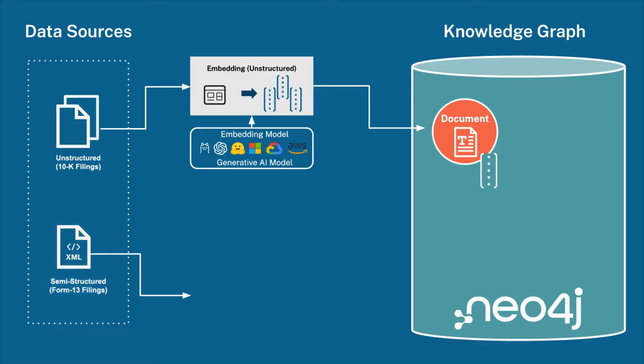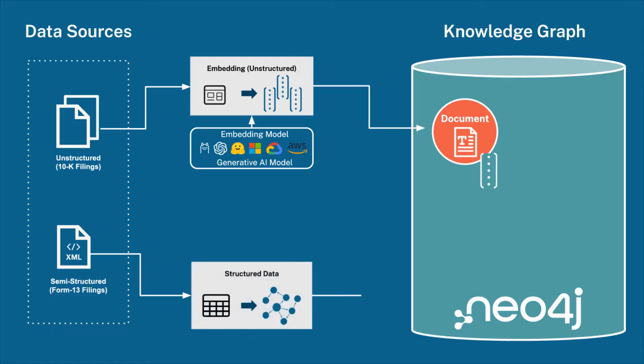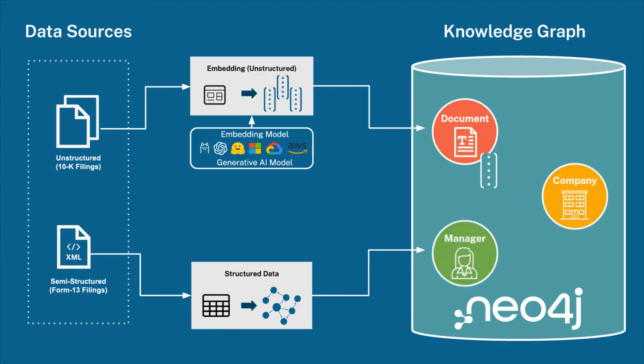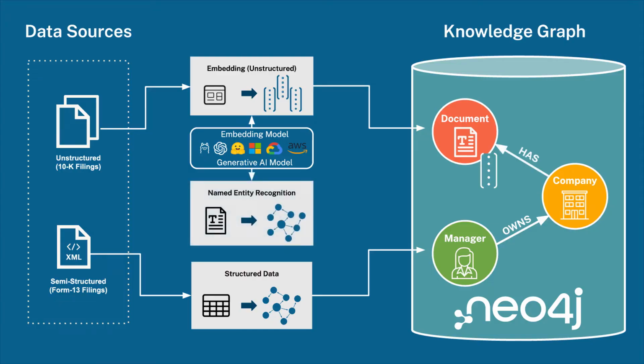For the Form 13s, we will use Cypher templates to ingest those in a structured way, creating a company node, a manager node, and an owns relationship in between, as well as connecting back to the document. In our demo application, we also include an alternative way to ingest Form 13s that uses named entity recognition by leveraging a large language model from a GenAI service provider. This is a more robust way to ingest filings that can better manage malformed, inconsistent, or semi-structured XML. So with that context, let's take a look at our sample GenAI app powered by Neo4j.